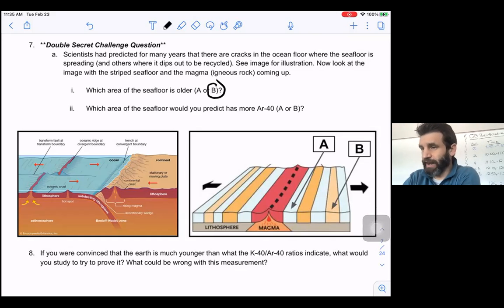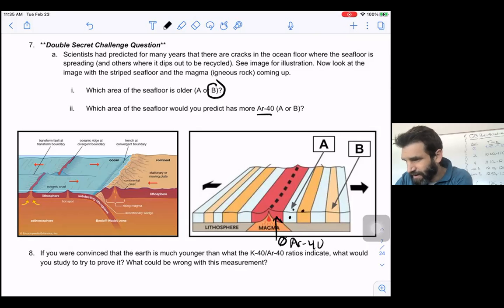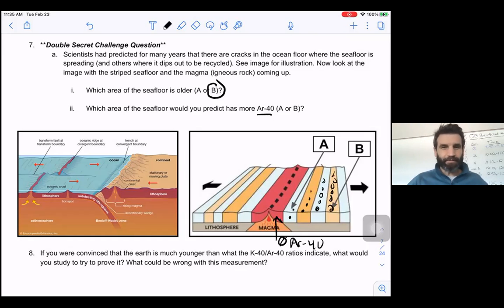So then which area of the seafloor would you predict has more argon 40? Remember, there's no argon in this rock initially. So here there is 0 argon 40. And then maybe we start getting a little bit here and a little bit more here and a little bit more here and a lot more here. So originally, scientists who had predicted that this happened, and they had reasons to believe that, would have predicted that this layer of rock here, B, would be older.